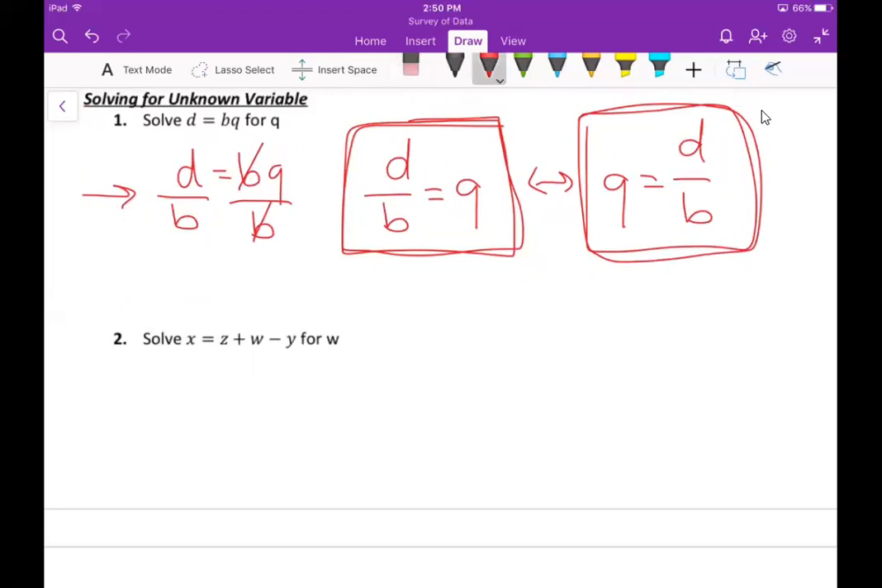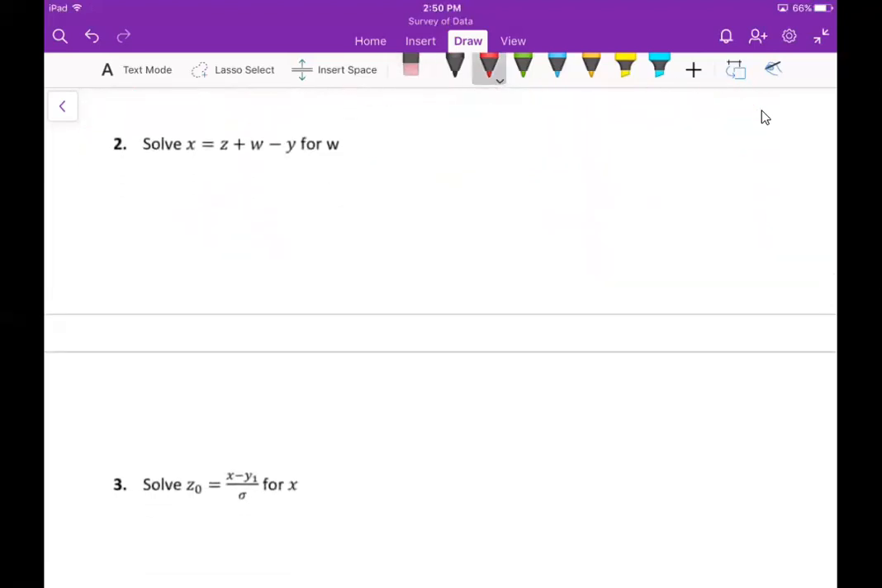All right, so for this next one, the formula is currently solved for X. We want to solve it for W. So we want to get W alone. We currently have X equals Z plus W minus Y. Undo what is happening to W. I am adding Z, so I can subtract Z from both sides.